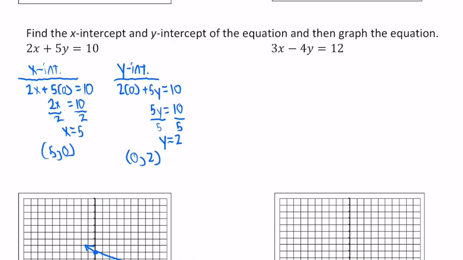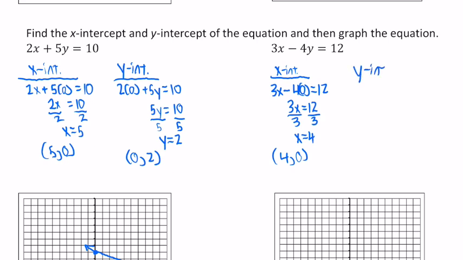If we're beginning with the equation 3x minus 4y equals 12, to find the x-intercept of that equation, we put in 0 for y, giving us 3x minus 4 times 0 equals 12. 4 times 0 is 0, so we have 3x equals 12. We divide both sides of the equation by 3, and we have x equals 4. We put in 0 for y and got 4 for x, so the point (4, 0) is on our graph.